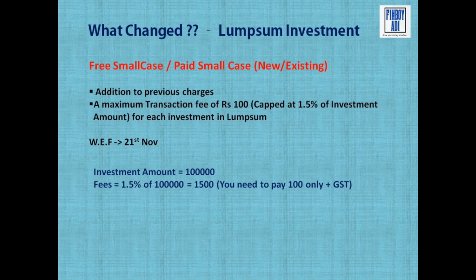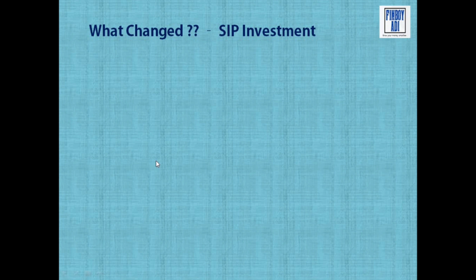Let's say your transaction amount is 1000 rupees. 1.5% of 1000 is 15 plus your GST. This is how you are going to pay from 21st of November for each investment or transaction you do in any Smallcase, whether you are a new investor or an existing investor. It doesn't matter.